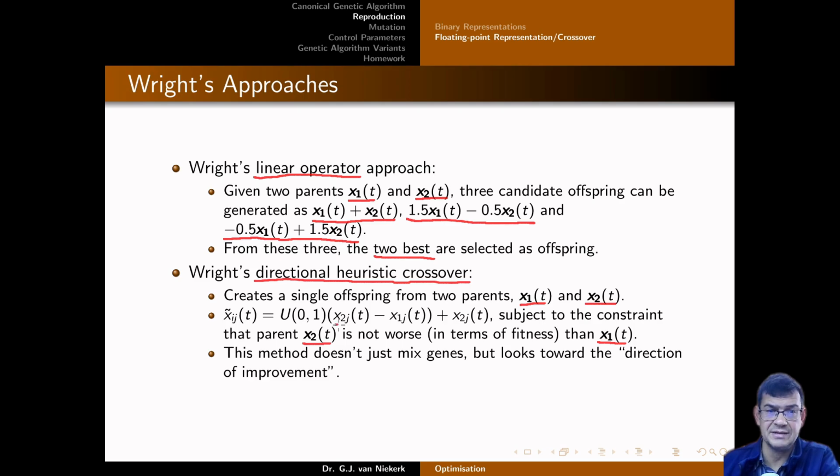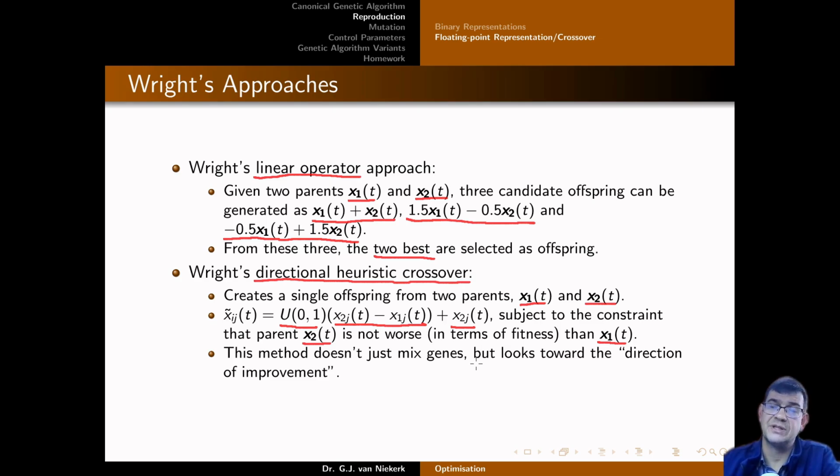You take the best parent and you subtract the worst parent from that, for each component. And then you scale that by some random value between 0 and 1, and then you add that value to x2. Now, what does this do? The idea with this is that it doesn't simply mix genes, but it looks towards the direction of improvement. So it tries to force the best individual to become even better, so that the movement is in the direction of the better parent. So it uses the fact that a vector is pointing towards improvement.